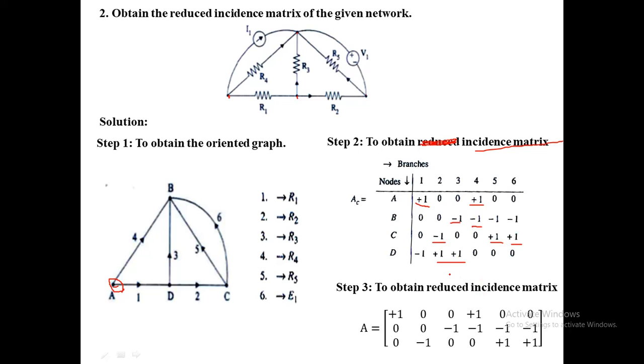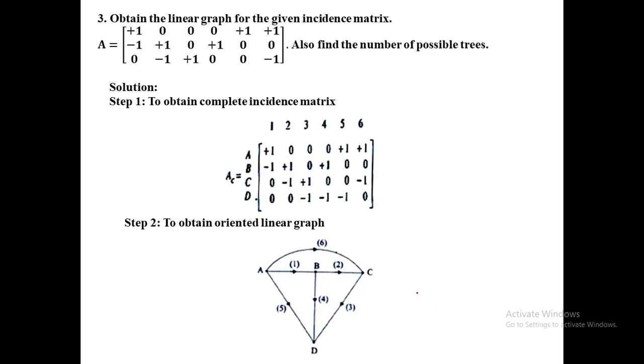Next we have to write the reduced incidence matrix. For that, we just have to remove the last row. The remaining is the reduced incidence matrix. Next problem: obtain the linear graph for the given incidence matrix. A matrix is given. Also find the number of possible trees.